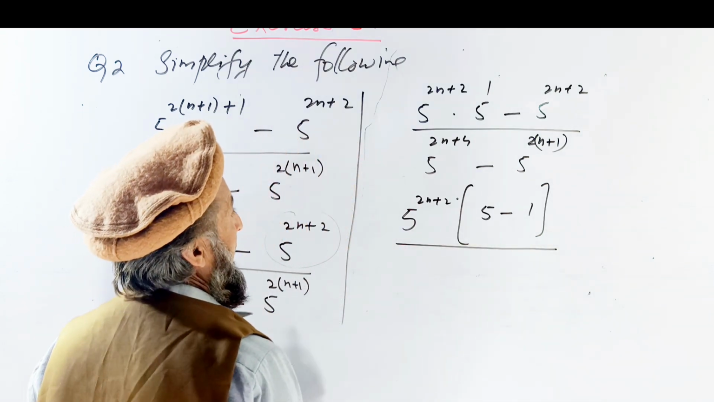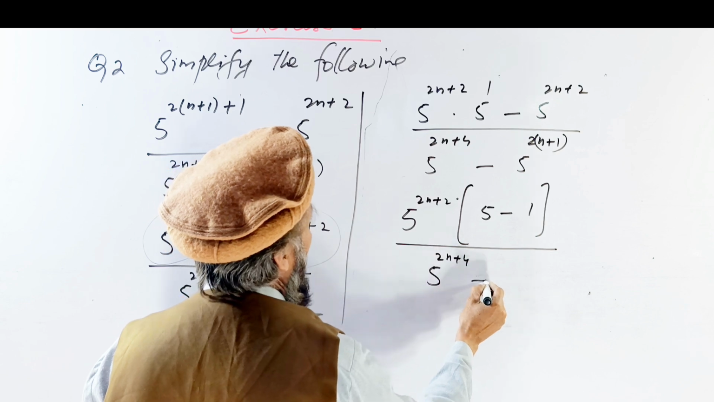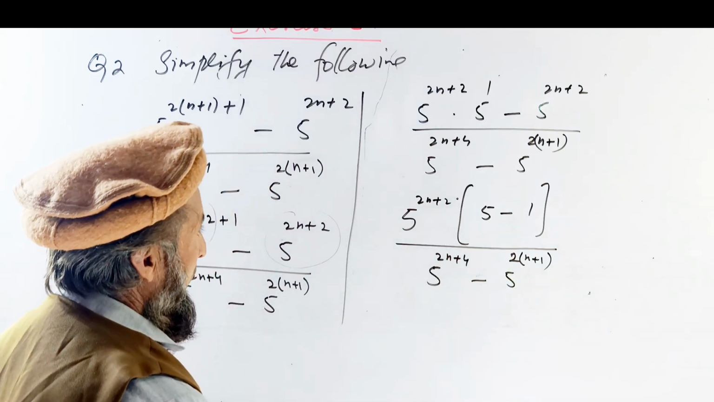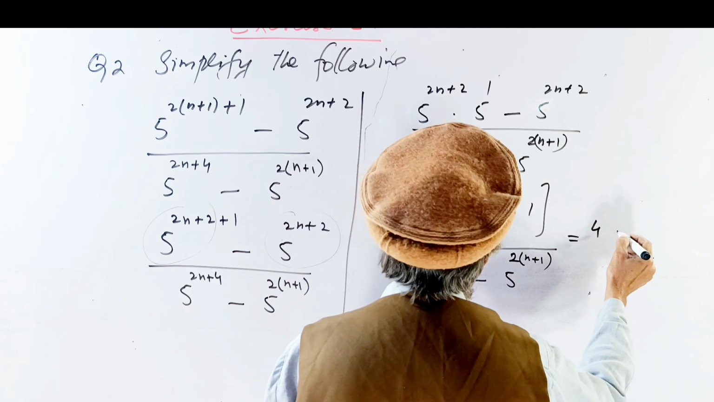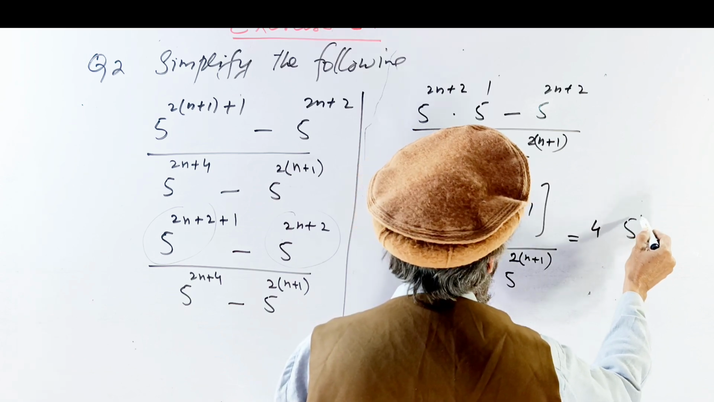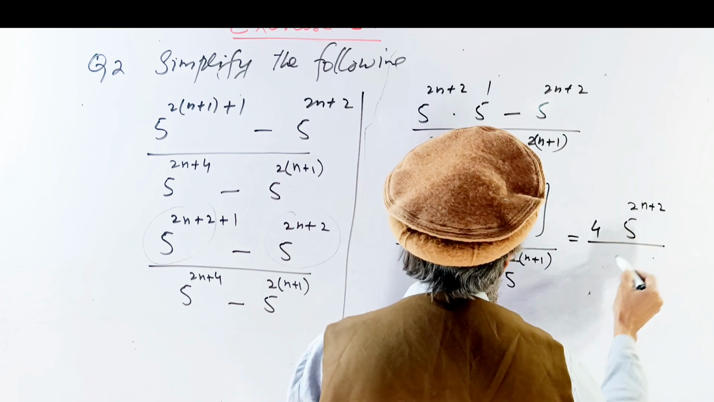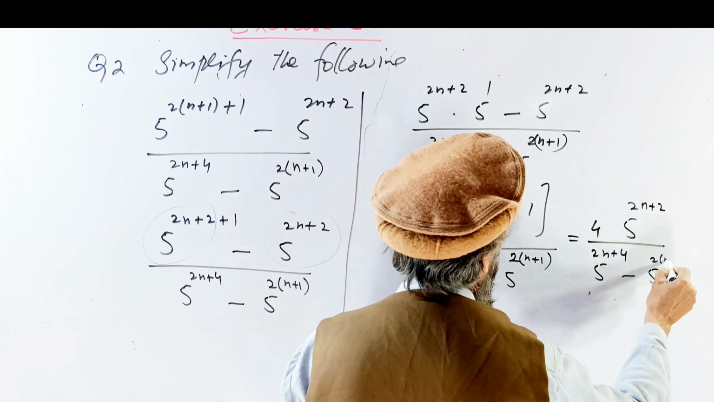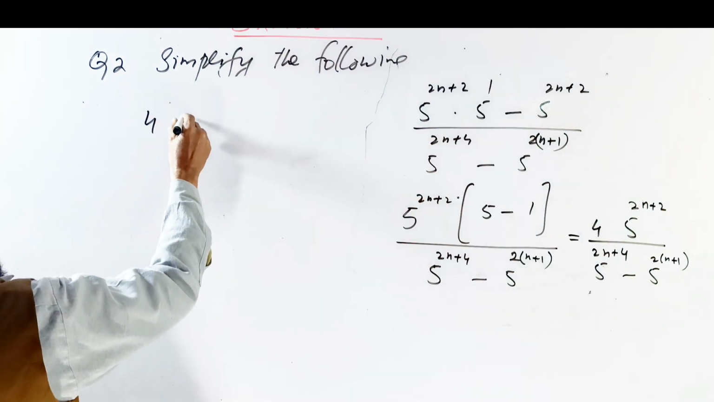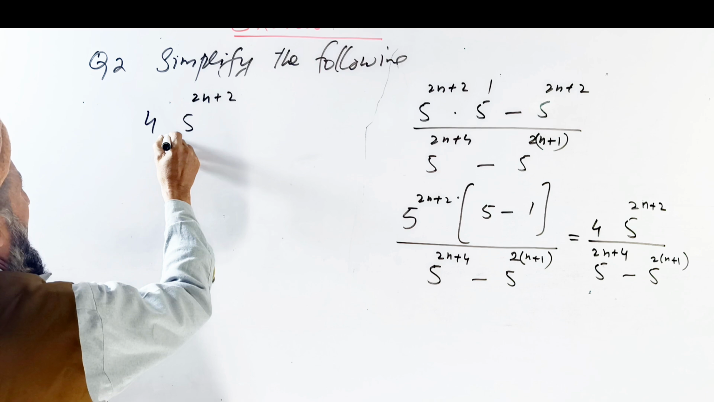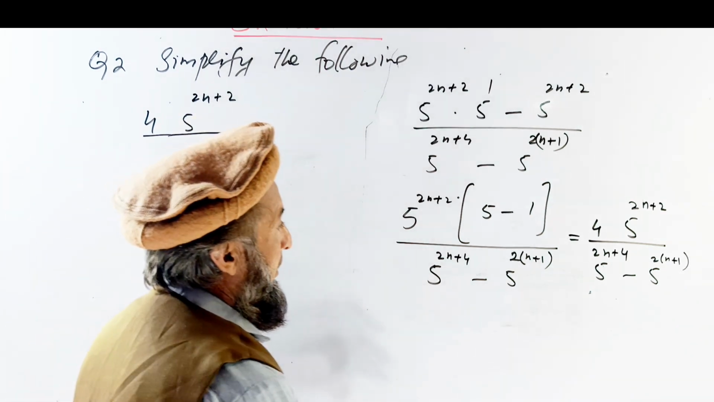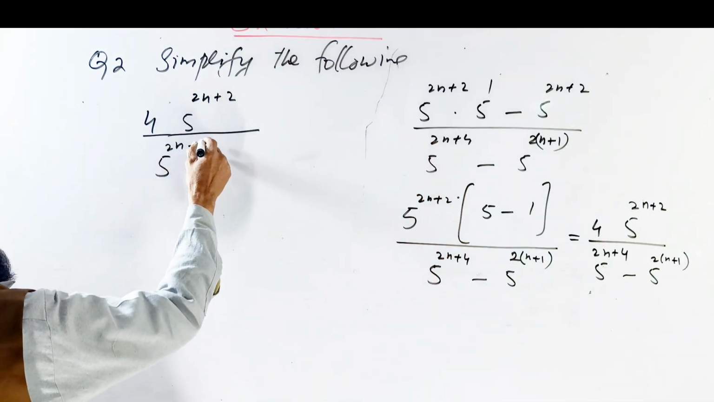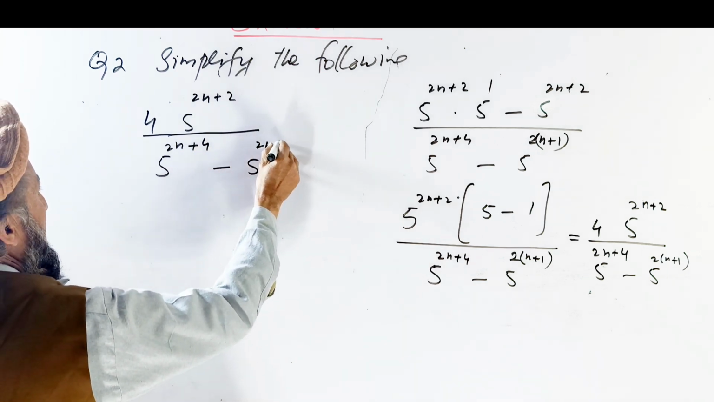divided by 5^(2n+4) minus 5^(2n+1). We get here 4 into 5^(2n+2) divided by 5^(2n+4) minus 5^(2n+1). 5^(2n+2) divided by this term 2n+2, we get here, we can write 5^(2n+4 minus 2n+2).